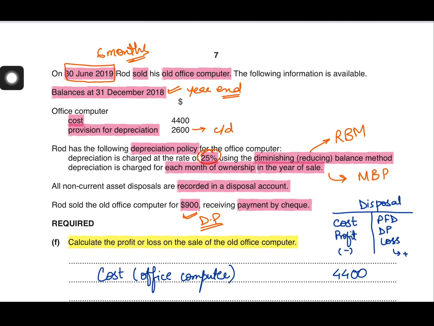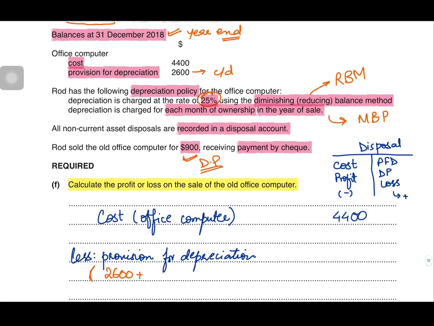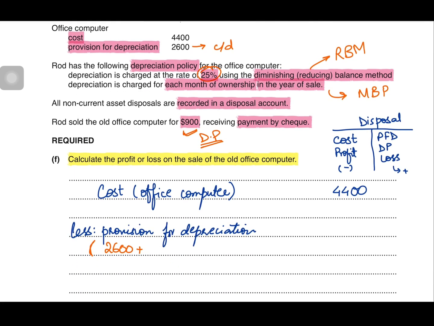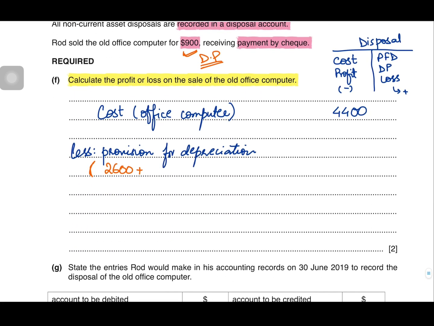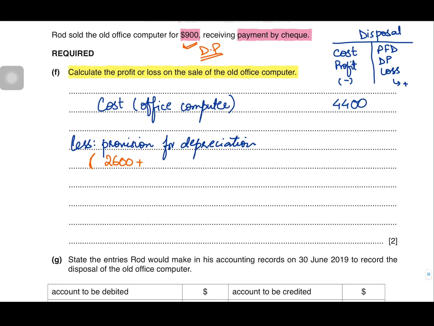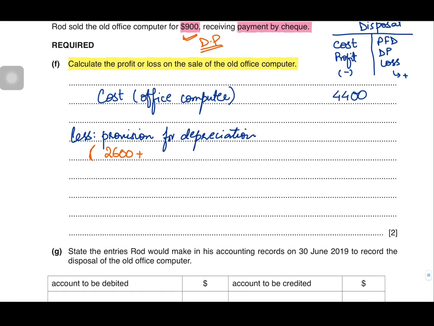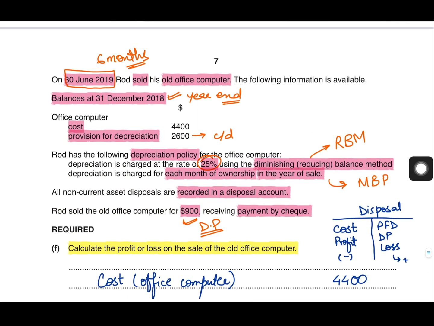So this means that 6 months of additional depreciation will also be charged on this computer in the year of its sale, right? So how can we calculate that? 2600 will be taken as it is. Then we will take the cost, right? The cost was how much? 4400. We will subtract the accumulated depreciation from the cost, because under the reducing balance method, the depreciation is charged on the net book value. So net book value at the end of 2018 would be 4400 less 2600.